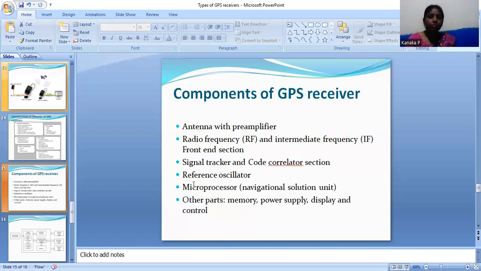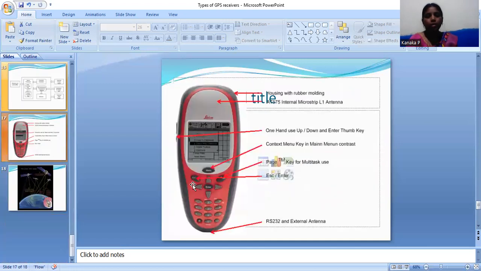So overall, this section covered the total station and GPS instruments. This is a handheld GPS model. It has up and down keys, a menu key, a main menu key, contrast, and escape or enter buttons, along with an RS-232 port and an external antenna.